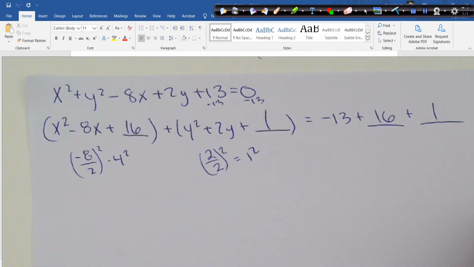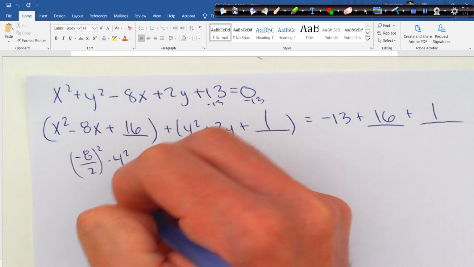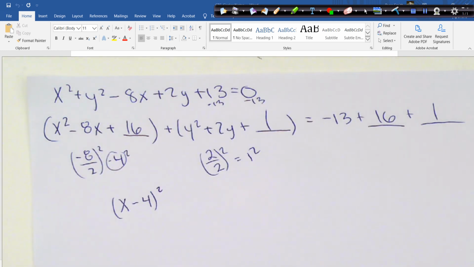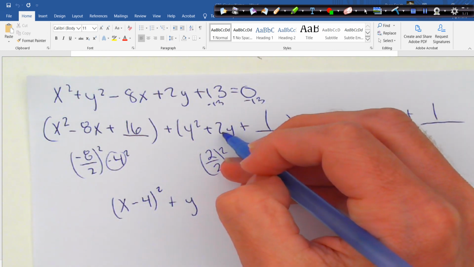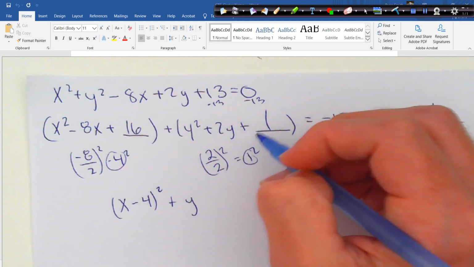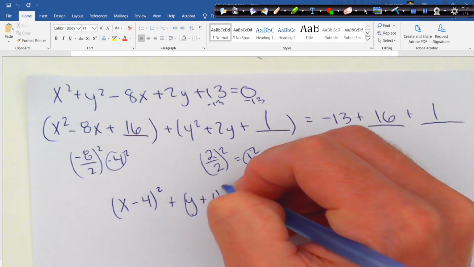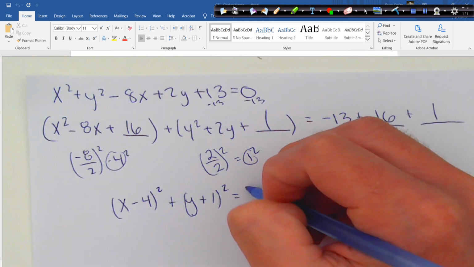There we go. So what two numbers multiply to 16 and add to negative 8? That's going to be negative 4, plus y. 1 times 1 is 1, and 1 plus 1 is 2. So it's going to be a positive 1. And then 13 plus 16 is 3, plus 1 is 4.